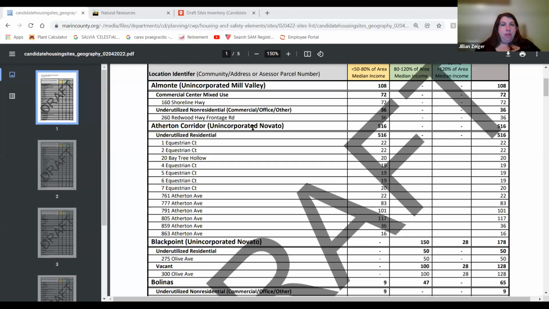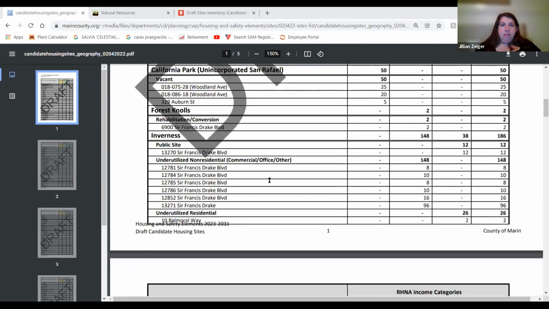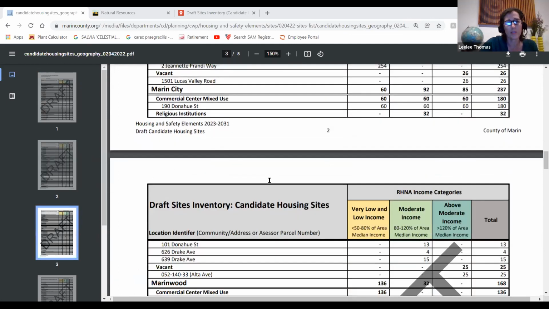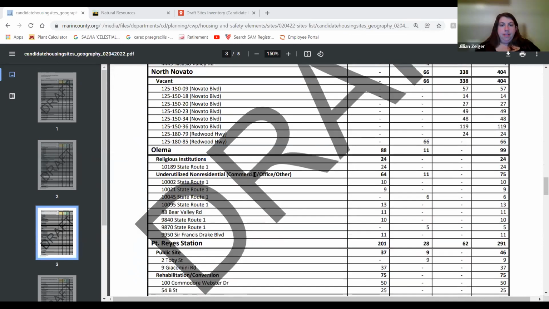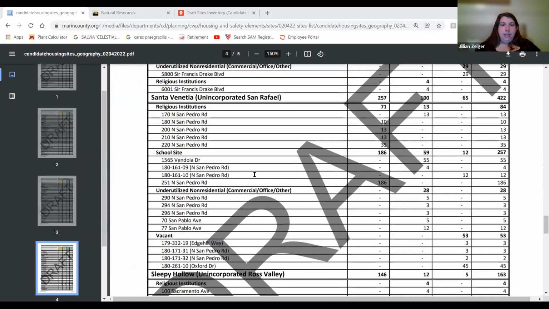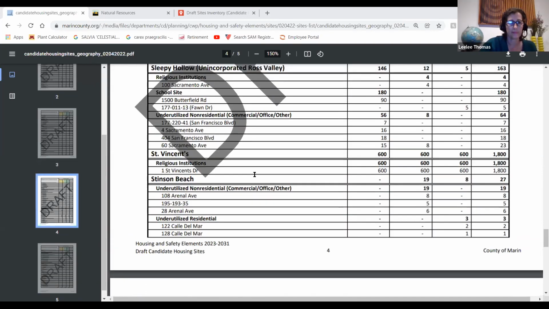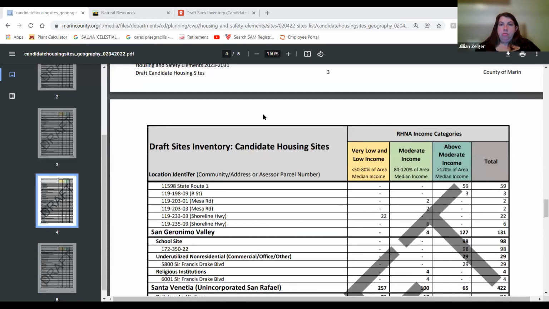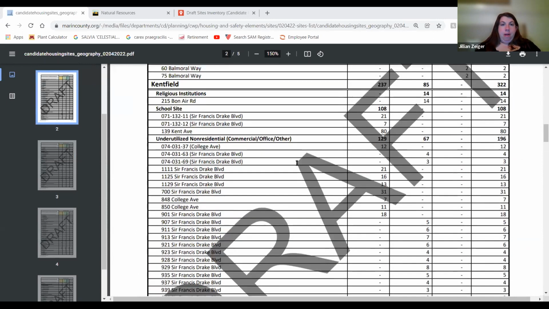I have the list. I can just pull it up. And I also put a link in the chat to the list if anyone wants to peruse it. It looks like we have all of these sites in the Atherton corridor, 2 sites in Black Point. And you'll see all these other sites are throughout the different parts of the county. You can see Marinwood and Nicasio, and then here's North Novato. We have some in West Marin, Olema, Point Reyes Station, Santa Venetia, so unincorporated San Rafael, and unincorporated Mill Valley. That's it for Novato, but this is a great tool that I put in the chat if you want to look up by your neighborhood, whether that's North Novato or Atherton, or another area of the county.